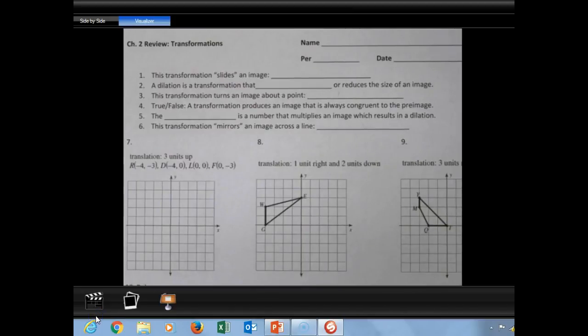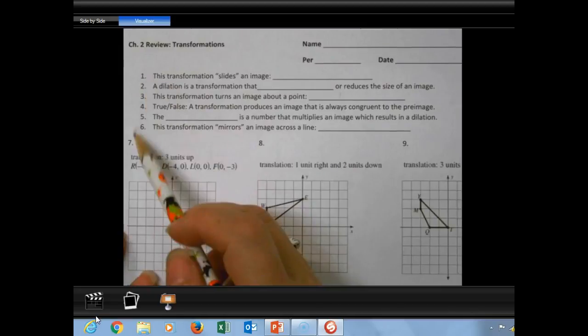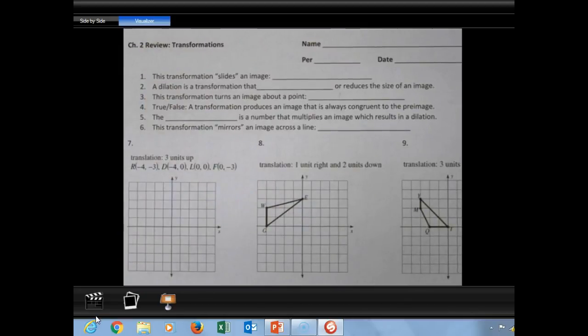Take the next minute and answer as many as 1 through 6 as you can on your own. What do you know about transformations? Go ahead and answer them. They're right on your paper. Yep, 1 through 6. Go ahead.